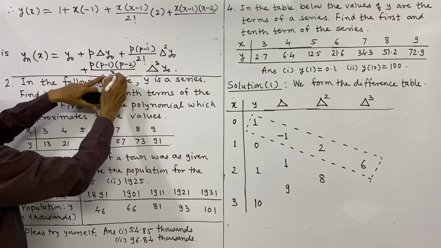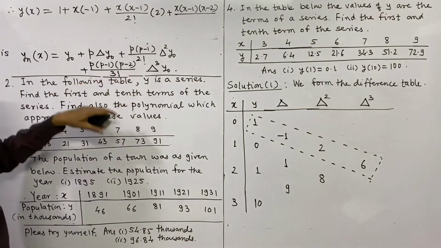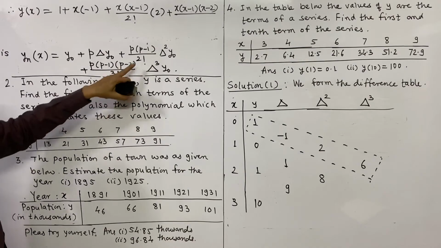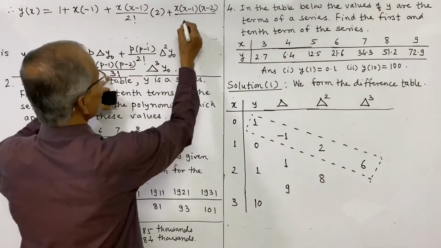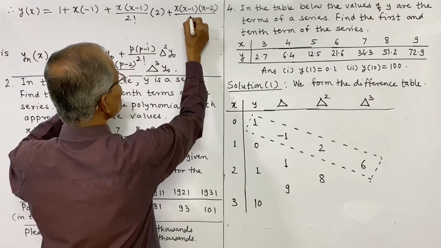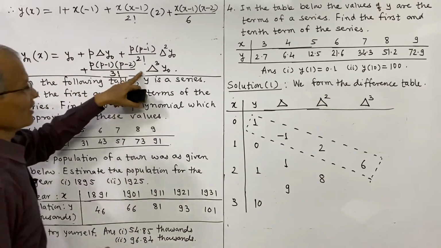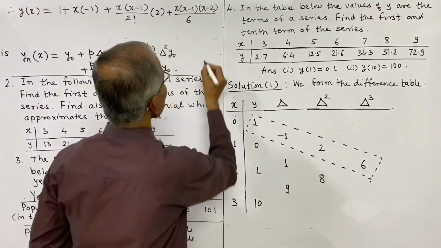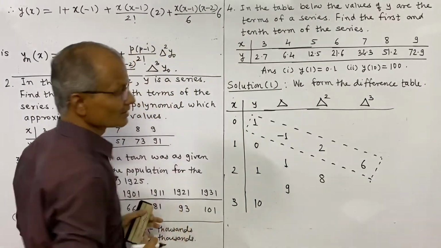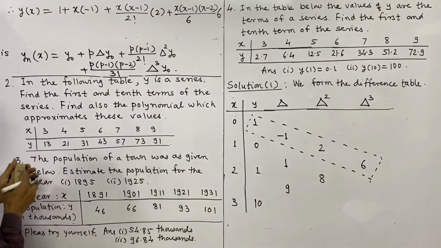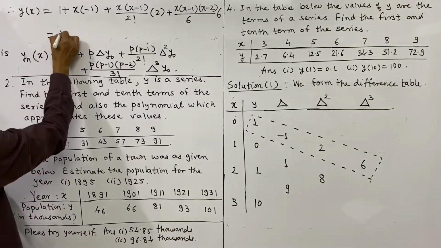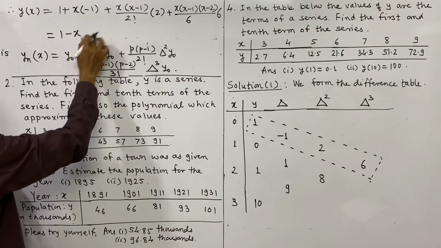P is x. It is not 3 but 3 factorial, you have to correct it. This is 2 factorial, this is 3 factorial, which is 6, and delta cube y naught is again 6. So this value is 6. Now that can be simplified, and this becomes 1 minus x.